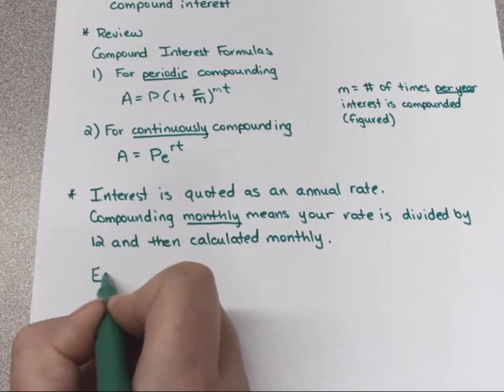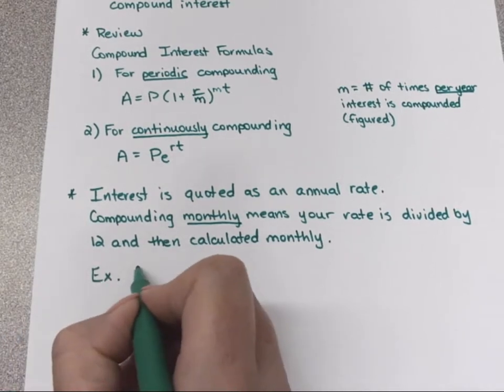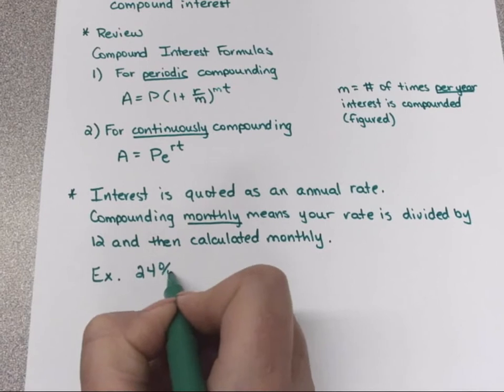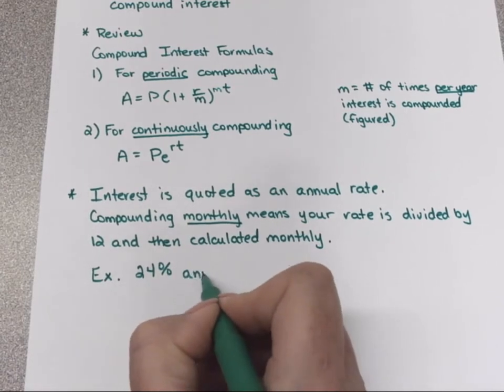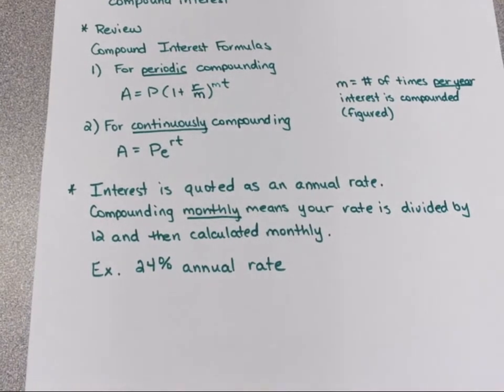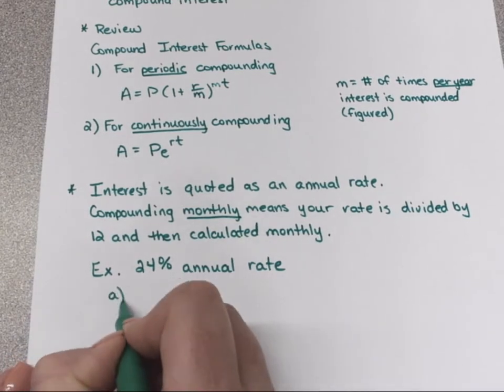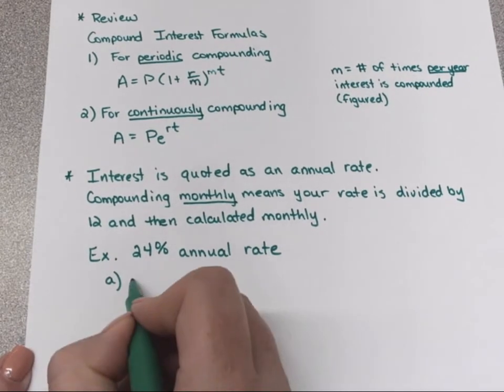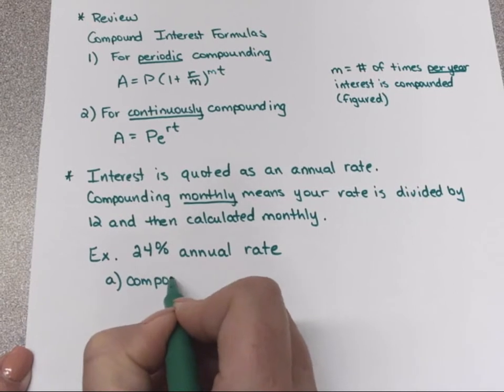So let's look at an example of what I mean by that. I'm going to pick an interest rate that is quite high, but also easy for us to divide by 12. So let's say that you are offered a credit card that's a 24% annual interest rate. And let's talk about what it means if we calculate, or compound, the interest at different time periods.